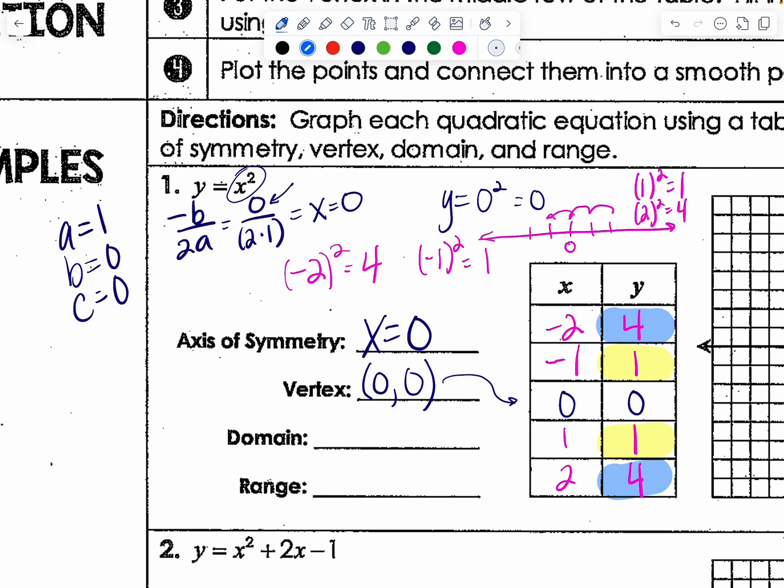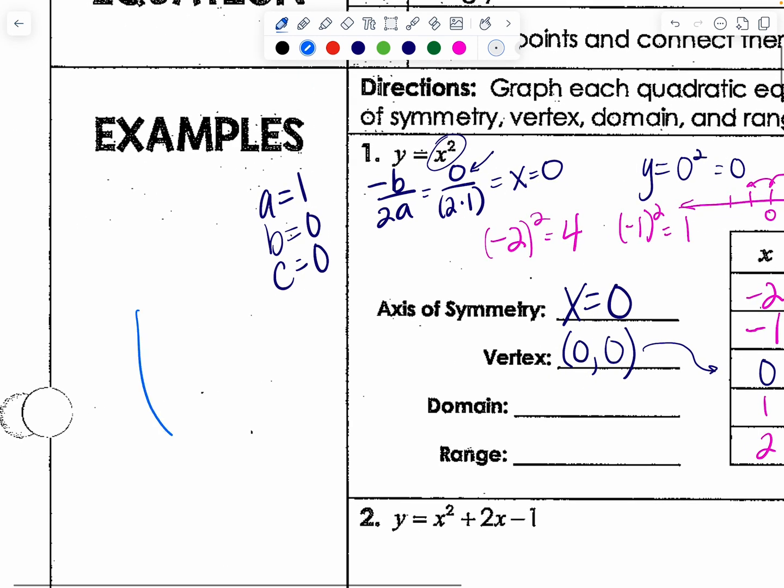It's symmetrical. So if we look over here, we have a quadratic, right? We have a parabola. My axis of symmetry cuts it right down the middle. That means that the 2 sides are mirror images of each other. So if this is my vertex, if this is one point to the left, then this is the point to the right. These are on the same level or the same y value. So they're mirror images of each other.